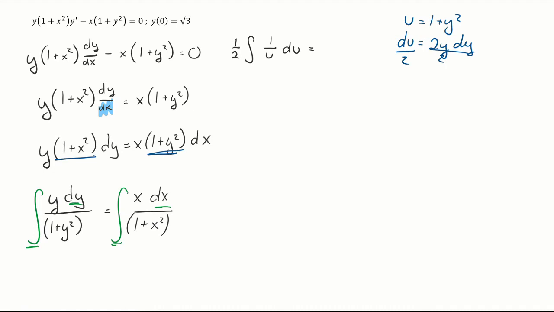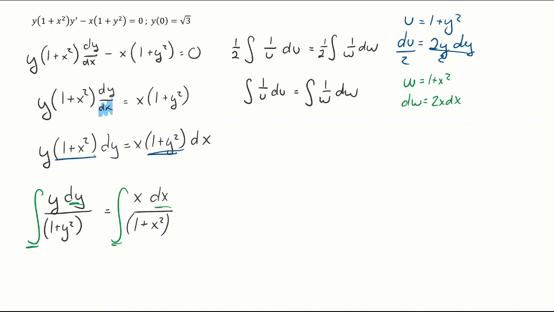And that equals, going to green for the x's, we're going to let w equal 1 plus x squared. dw is then 2x dx, and we see the same thing. So that equals 1/2 integral of 1 over w dw. I have a 1/2 on both sides, so basically I can multiply both sides by 2, and we can just get rid of that 1/2. Makes things a little bit easier for us.